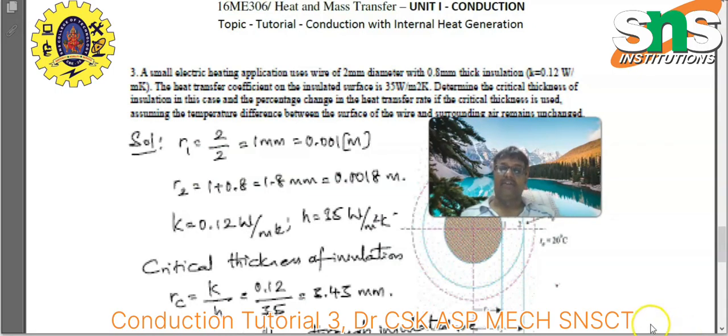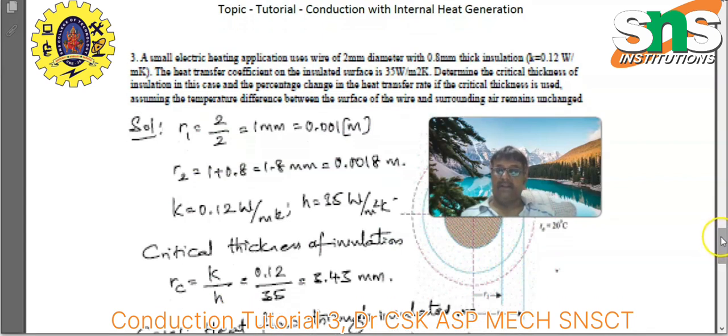Very good morning, students. So again, this is another tutorial problem in heat conduction with heat generation. Let me start the problem.